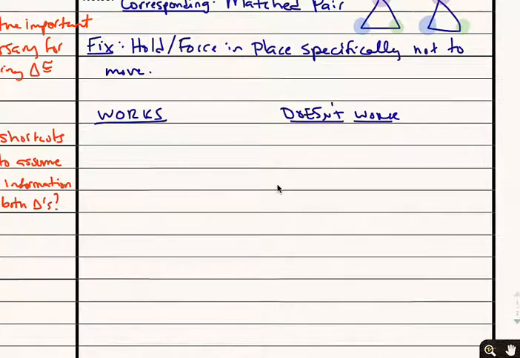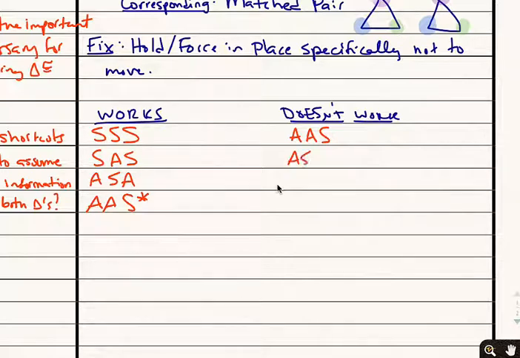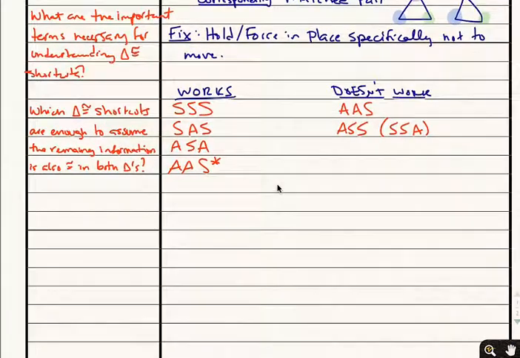Okay. So we can just go ahead and fill this in. The working ones are side, side, side, side, angle, and angle, side. I'll put an asterisk next to that one, and I'll explain why in a second. The ones that do not work are angle, side, and angle, side. Also referred to as side, angle if you don't want to write a bad word in your paper. So these are the ones that actually work.